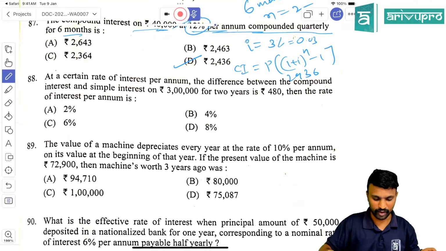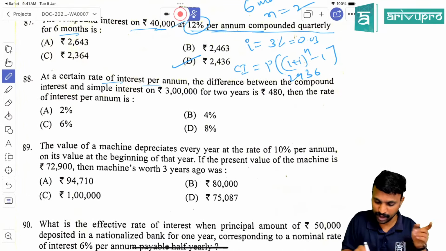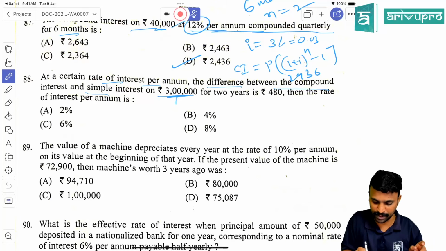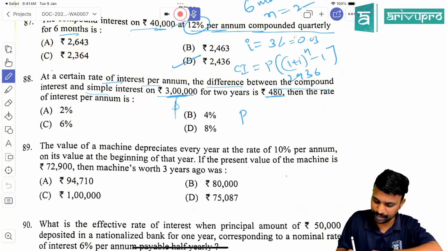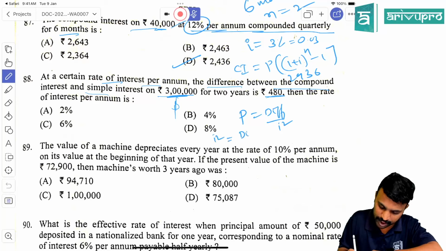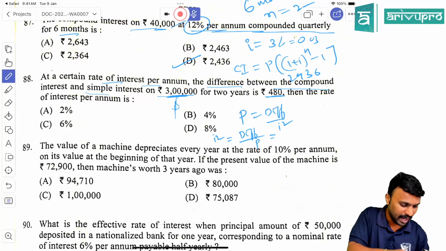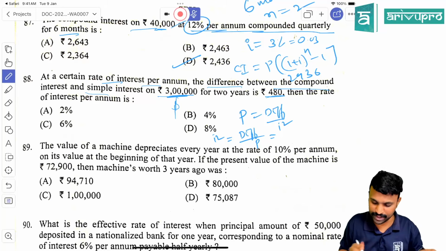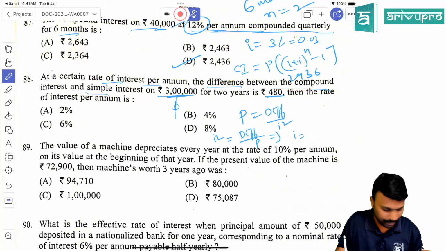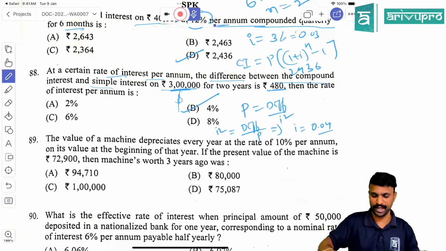Have you understood? Moving on to the next question: a certain rate of interest per annum. The difference between the compound interest and simple interest on rupees 3 lakh, that is principal, is rupees 480. Difference is given and we need to find the rate. Shortcut to find principal is difference by i square. Correct? Obviously i square is equal to difference by P. Yes or no? We have discussed this in the marathon. Difference is how much? 480, and divided by principal, how much? 3 lakh. You get 0.0016, but we need to know i, so press the square root, you get 0.04. That means 4%. Option B is the right answer.